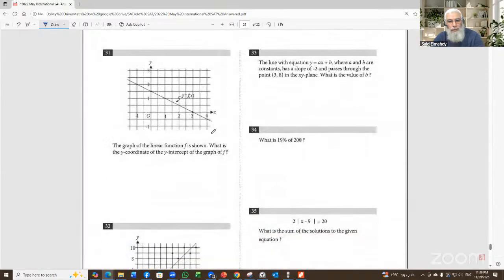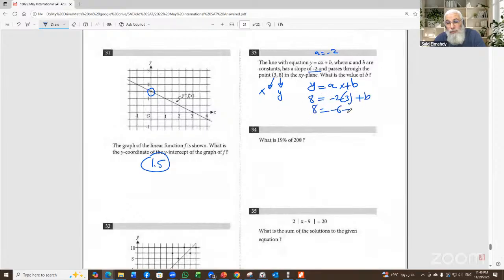The graph of the linear function f is shown. What is the y-coordinate of the y-intercept? The y-intercept is 1.5. The line with equation y equals ax plus b, where a and b are constants, has a slope of -2. So a is equal to -2 and it passes through this point. So this is y and this is x. So y equals ax plus b. We know that a is -2 and x now is 3 and y is 8. So 8 equals -6 plus b, add 6 to both sides. So b is 14. The solution is 14.